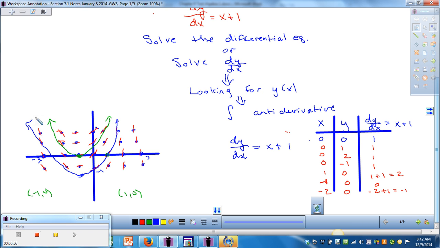So if you think about your general solution, x squared over 2 plus x plus c, that plus c is just a vertical shift, isn't it? So we have all these vertical shifted parabolas that could happen. I could have one that came here, I could have one that came here, and so on. It gives you a visual representation to the solution of the differential equation. Questions on that?